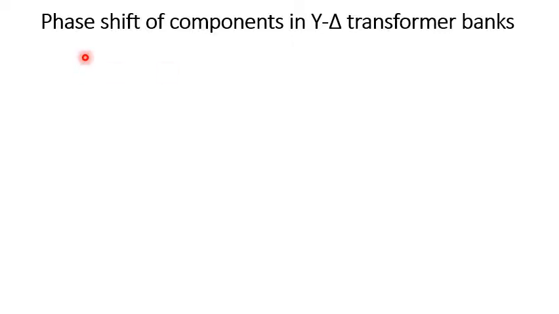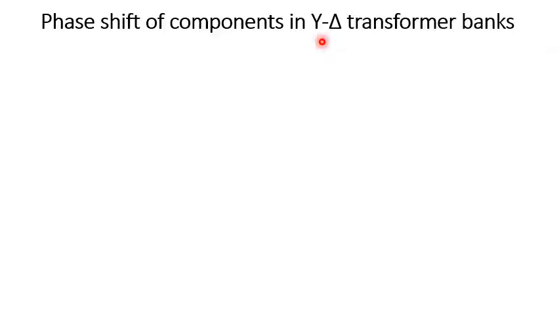Let us discuss the next concept, that is phase shift of components in star delta connected transformer banks. Here we are going to discuss the angle of shift which occurs to the symmetrical components while passing from the primary of the circuit to the secondary of the circuit in the case of a three-phase transformer or a bank of three identical single-phase transformers which are connected to form a three-phase transformer.